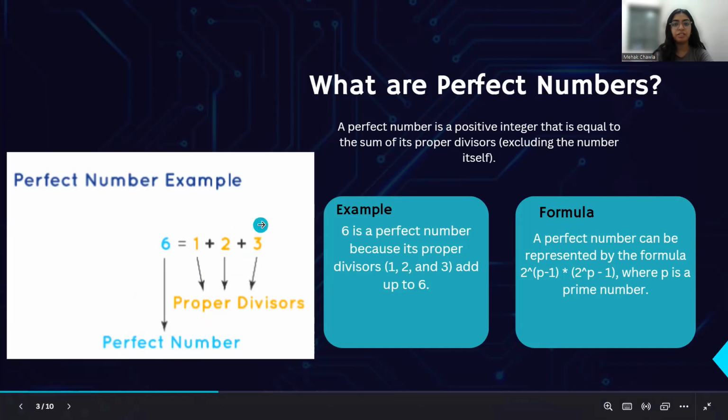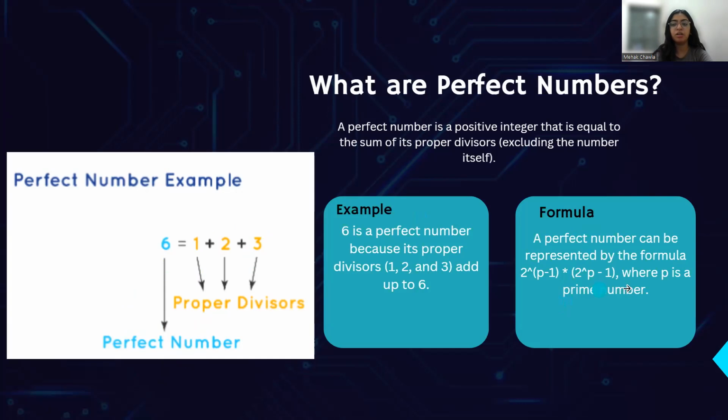We can also verify this with the help of the formula mentioned over here. In this particular formula, p is a prime number. In the case of 6, we obtain the value of p as 2. Also, we can see that for each prime number, we can obtain the corresponding perfect number as well.